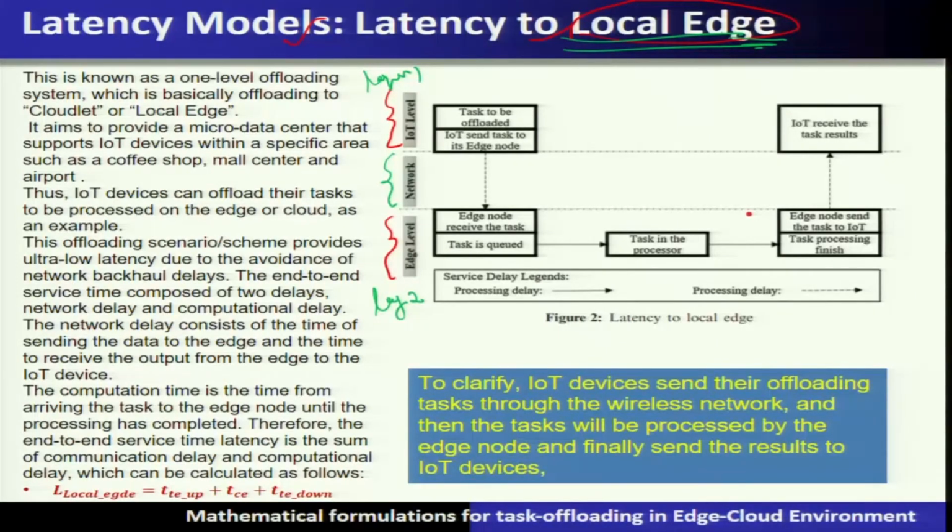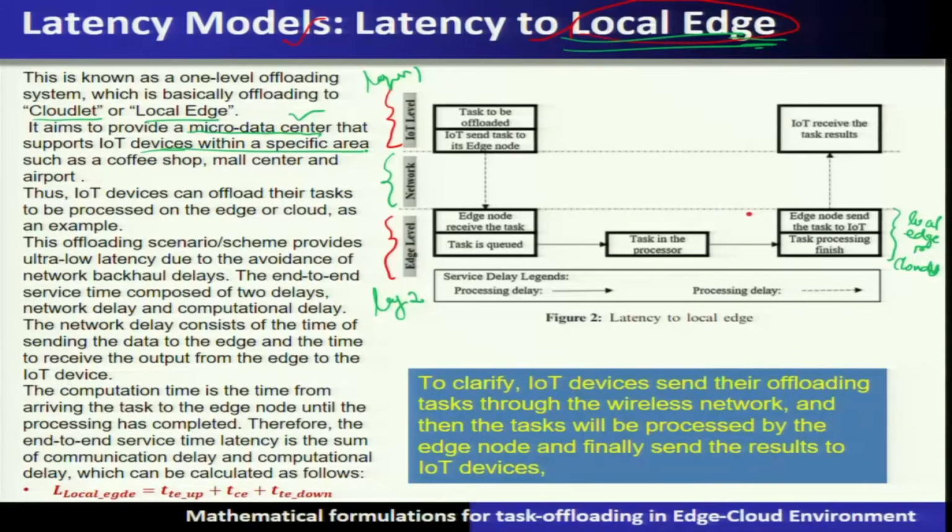So, this is known as a one level offloading system, and it is basically offloading to the cloudlet or the local edge. This is sometimes called the local edge, or it is also called a cloudlet. Now, this local edge or cloudlet is often a micro data center. Micro data center means a small form of a massive data center is at the edge, in the form of edge nodes, that supports IoT applications within a specific area.